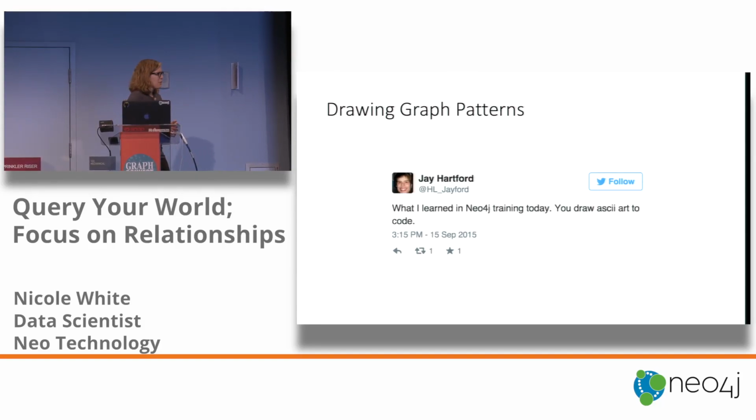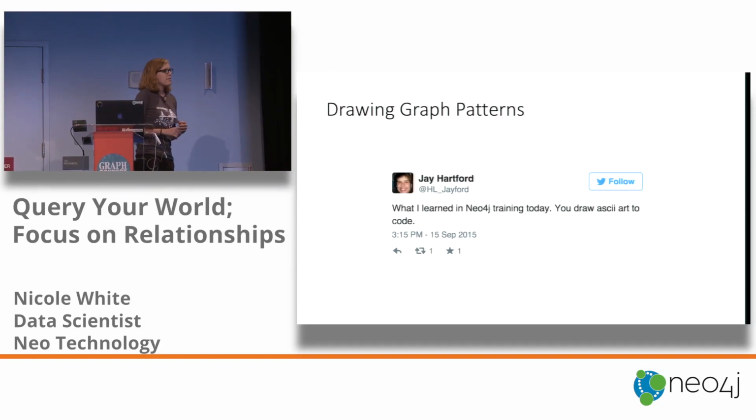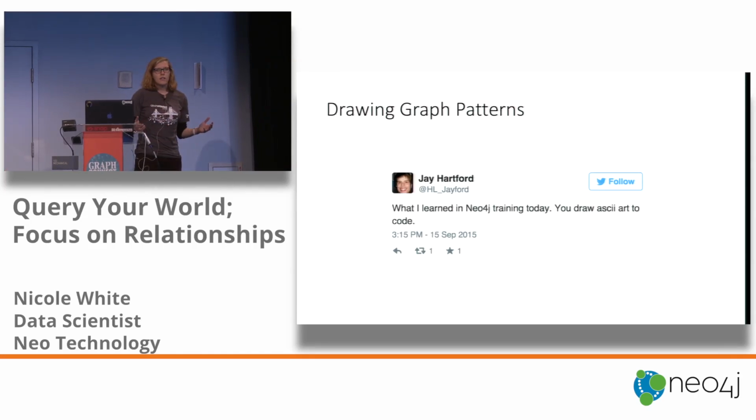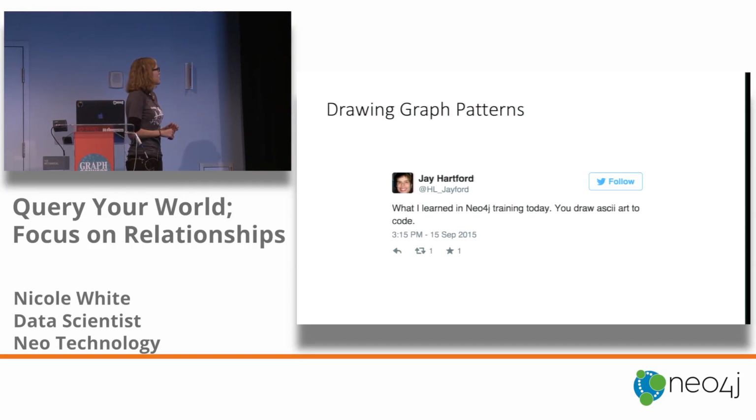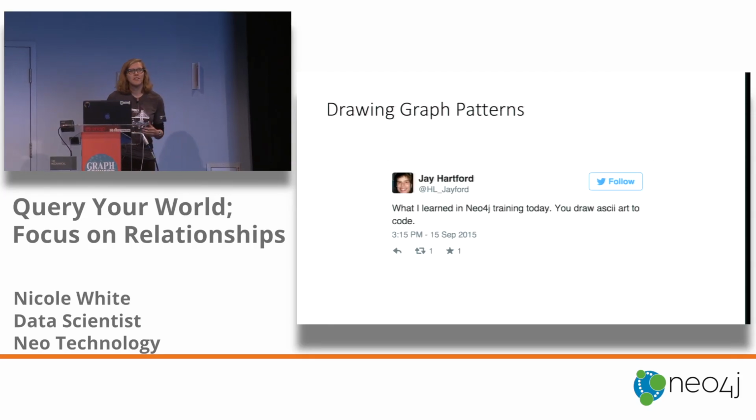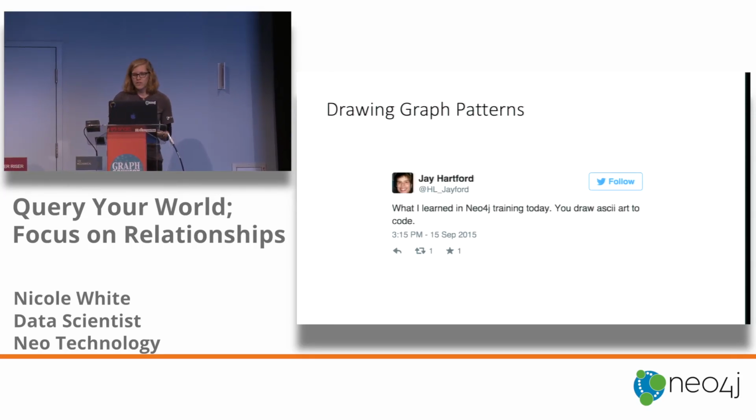So I think Emil mentioned this, but essentially Cypher is ASCII art. You draw out the graph pattern that you want to return in your result set. And so this is a tweet, some guy, Jay. So this is the only thing he learned apparently in Neo4j training, is that you draw ASCII art to code. So that's pretty much what Cypher brings to the table.